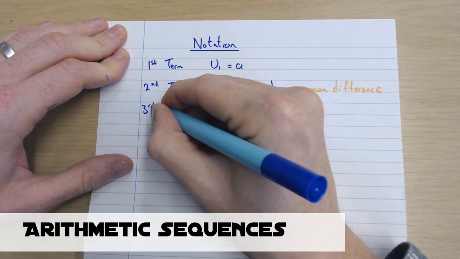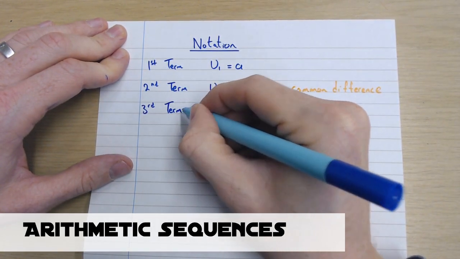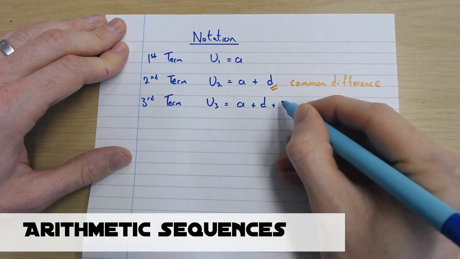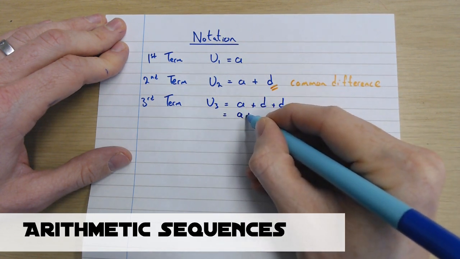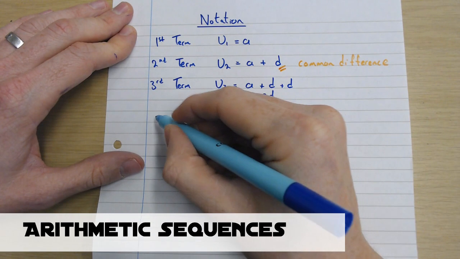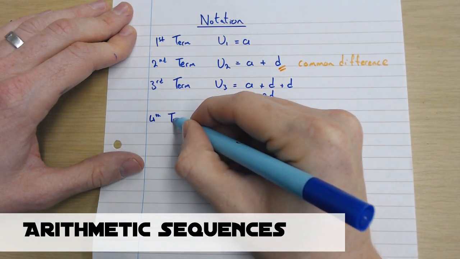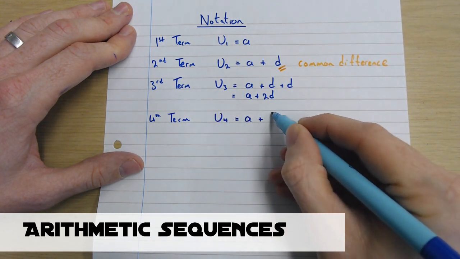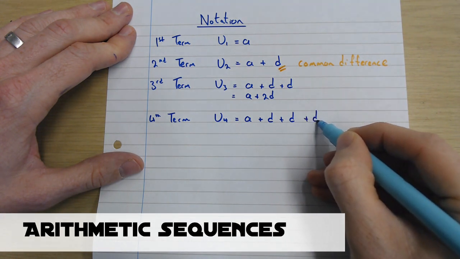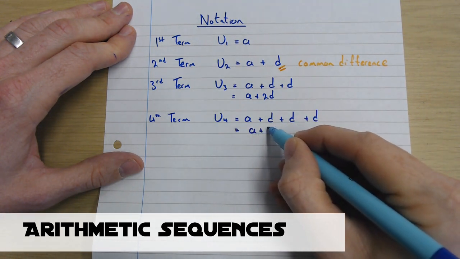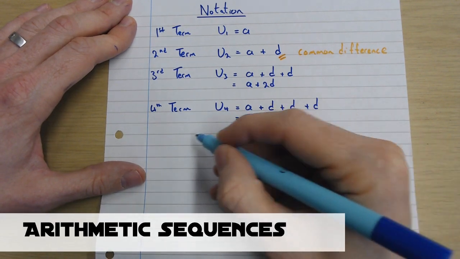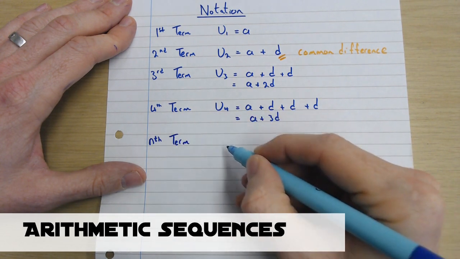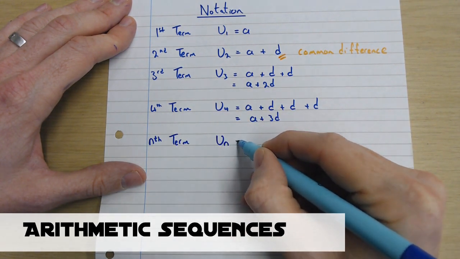The third term then will be D bigger than the second term. So the third term, or U3, will be A plus D, which was our second term, plus D again. This can be simplified to A plus 2D. Our fourth term is very similar again. It's going to be A plus D plus D plus D, or simply A plus 3D. Now do note in each case there is always one less D than the term number. So the second term has 1D, the third term has 2Ds, the fourth term has 3Ds. For each term you've got, there is one less D.